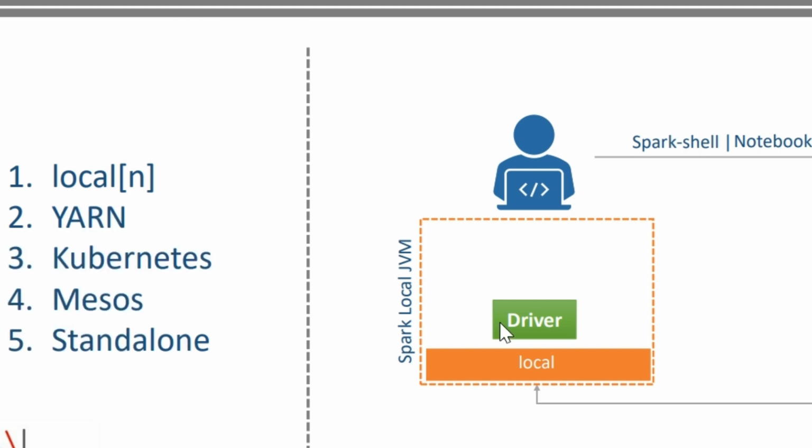Coming to this diagram, when you configure your application to run with a single local thread, the driver is the single local thread, so you will have a driver only and no executors. In that case, your driver will be forced to do everything itself. Nothing happens in parallel.